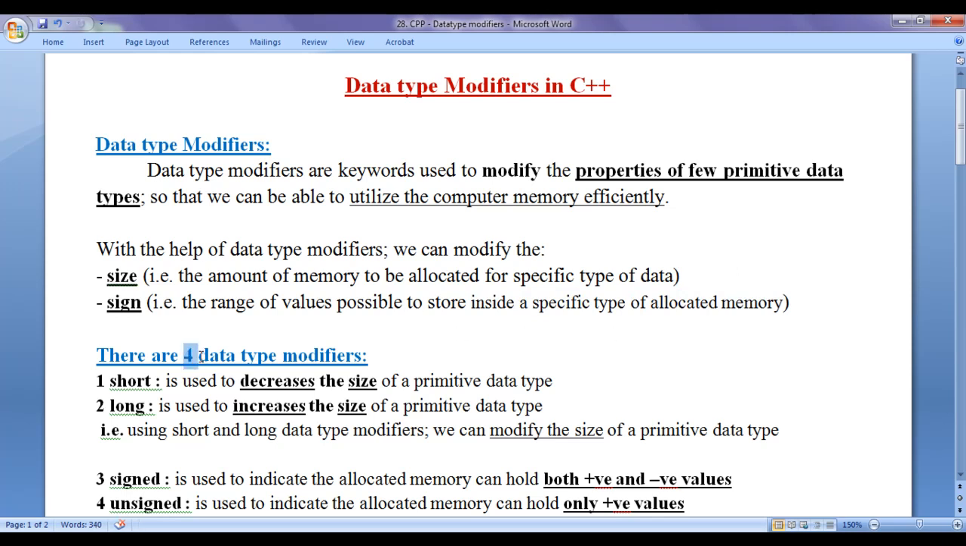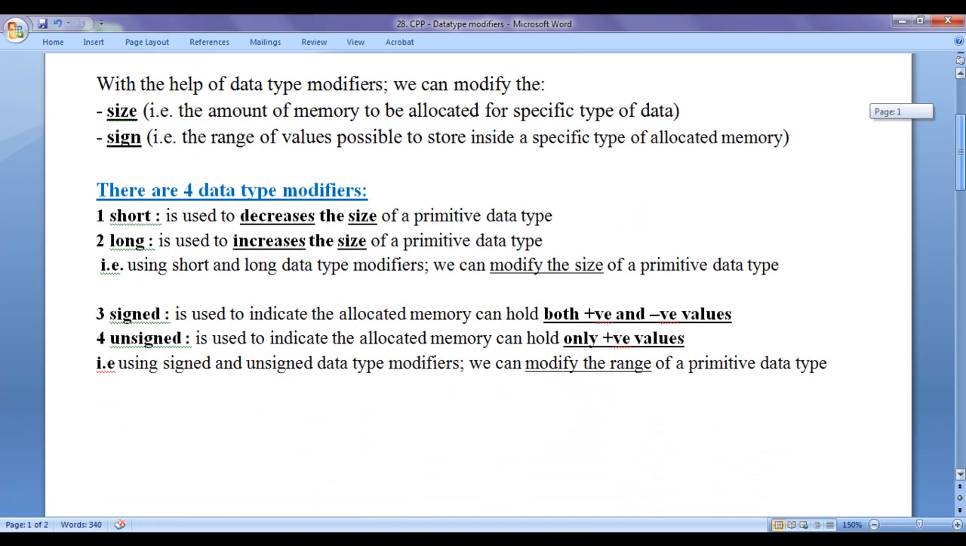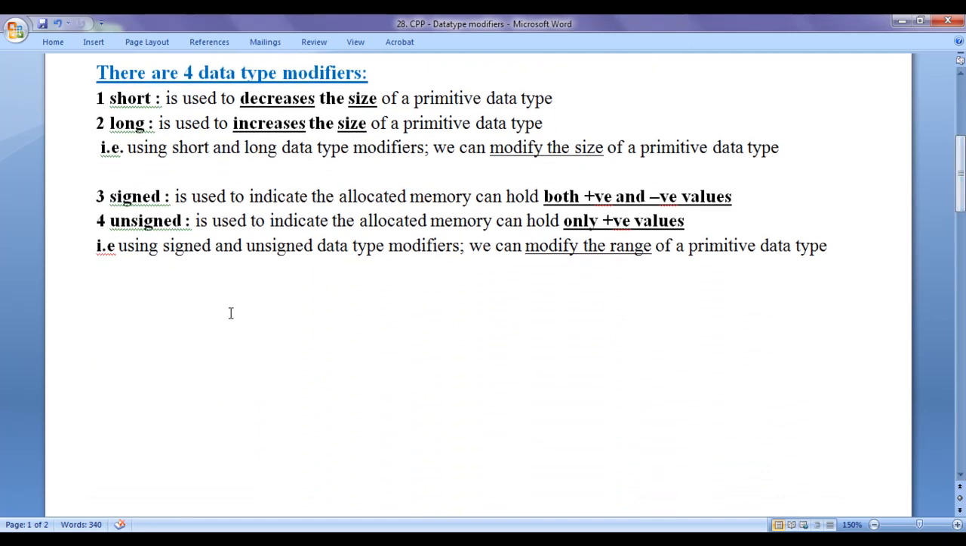There are 4 data type modifiers available in C++. They are short, long, signed and unsigned.